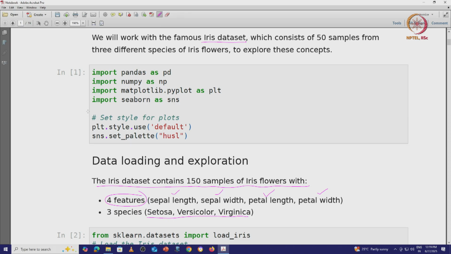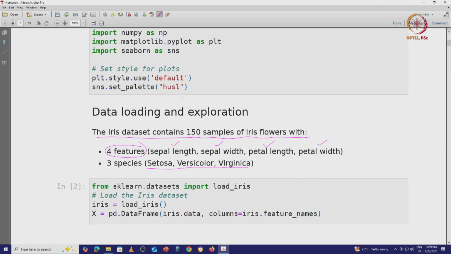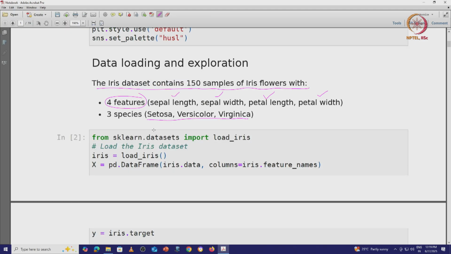Now we import the necessary libraries such as pandas, numpy, matplotlib.pyplot and seaborn and so on. Okay, and this is where we set the color palette and the style for the plots. Alright, now this iris data set is actually one of the standard data sets in scikit-learn. So from sklearn.datasets you can import the iris data set, and this will load the iris data set into this iris variable, and then through the pandas data frame command you can see what the data is.